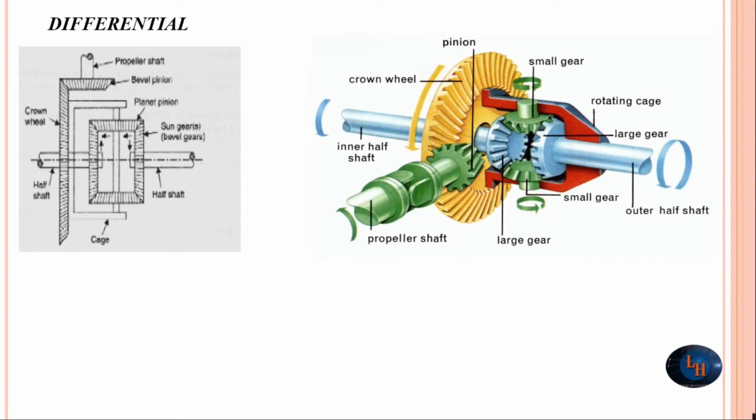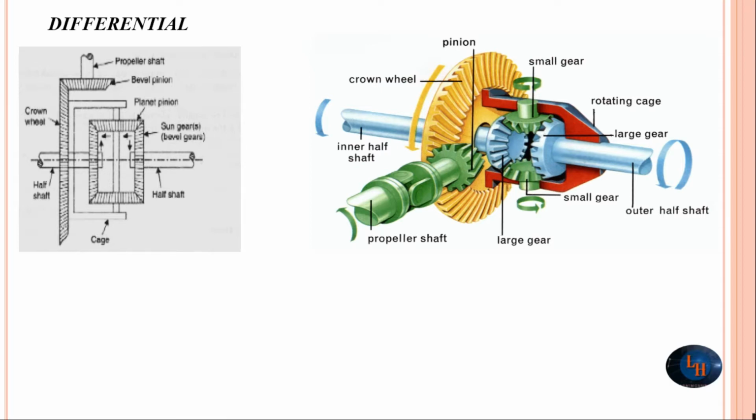Firstly, what is the differential? If cars could travel continuously in a straight line, there would be no need for a differential. As the vehicle negotiates a turn, the two rear wheels, or driven wheels, turn through different arc radii. Thus, the outer wheel would tend to rotate more times than the inner wheel.